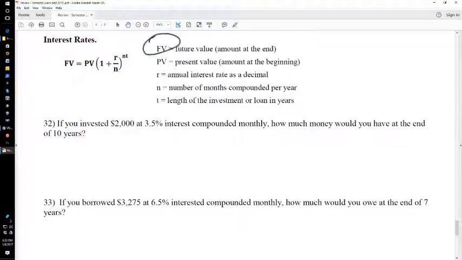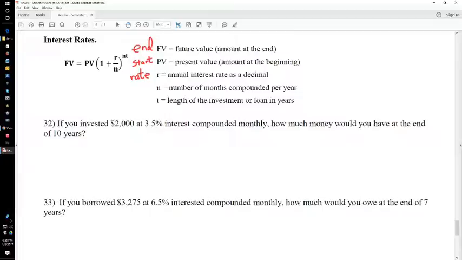Future value. That means the value at the end of a loan or at the end of an investment. So if I put $500 into a savings account, the future value is how much that will be in the future. All right. PV, the present value, that's basically the starting point. So if I put $500 into a savings account, that $500 is the beginning. So I think of these as this is the start, this is the end.